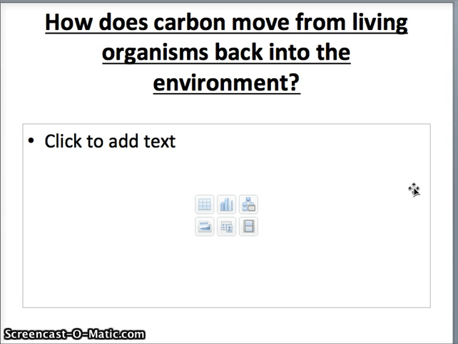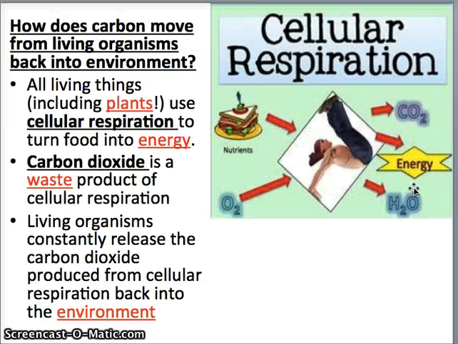So let's talk about how carbon moves from living organisms back into the environment. All living things, including plants, use a process called cellular respiration to turn food into energy. You should have learned about this last year in sixth grade. But as a review, remember cellular respiration is a process that occurs in all cells. Basically, it's the way that we take food and oxygen and make energy.